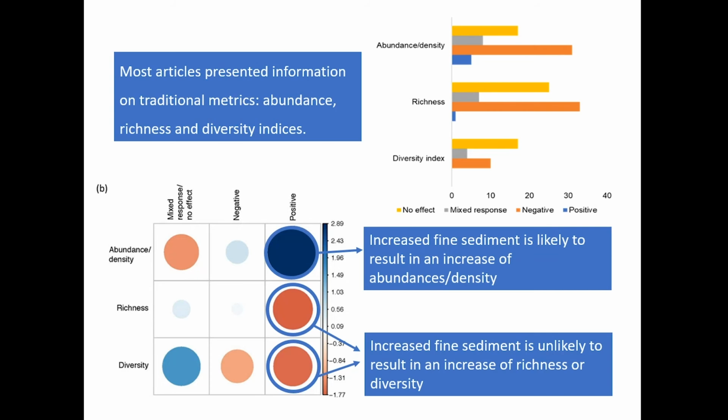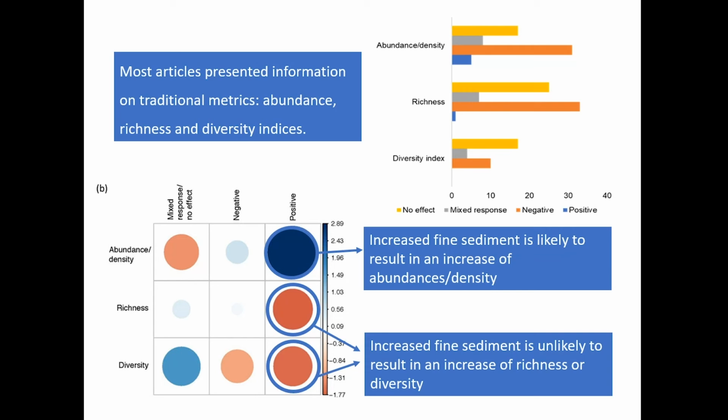A lot of articles presented information on more traditional metrics, so abundance, richness and diversity indices. So the figure on the top right just shows the raw frequency counts and the direction, the detectable effect for each of these. And the chi-squared analysis for this was significant, and this bubble plot here shows the size of the residuals, which is what we can use to look at where those significant differences lie.